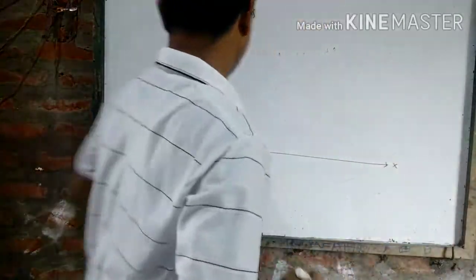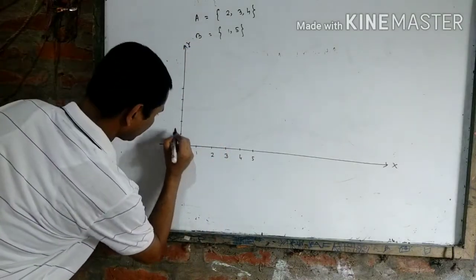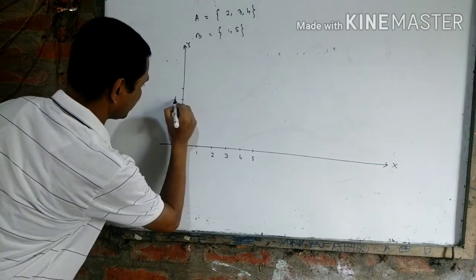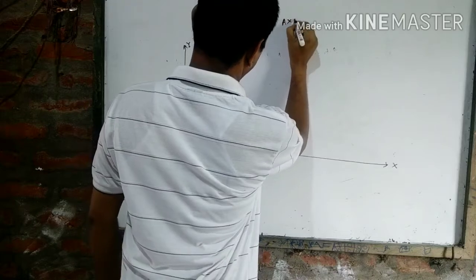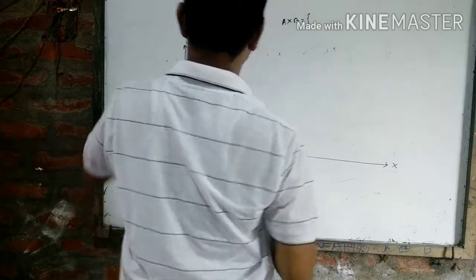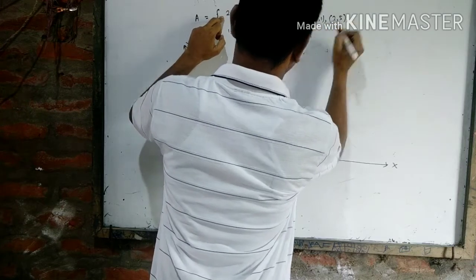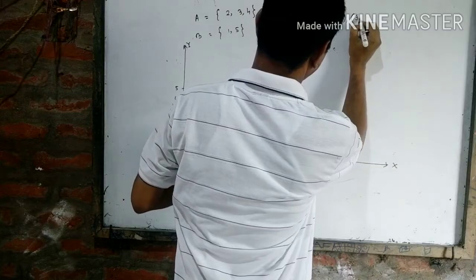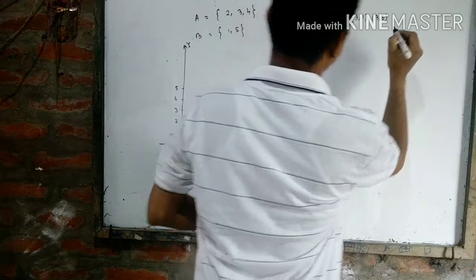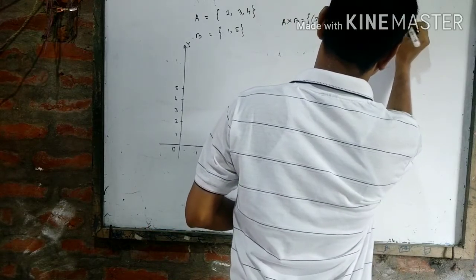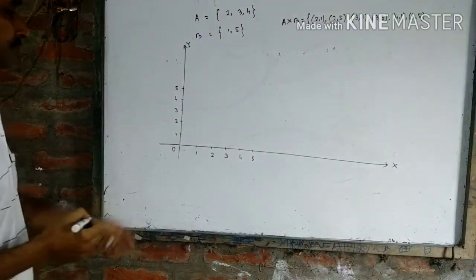Along the x-axis are the elements of A, and the elements of B are along the y-axis: 1, 2, 3, 4, 5. Now what is A cross B? Let us find A cross B first. A cross B is (2, 1), (2, 5), then (3, 1), (3, 5), then (4, 1), (4, 5). Now you put the elements on the graph.